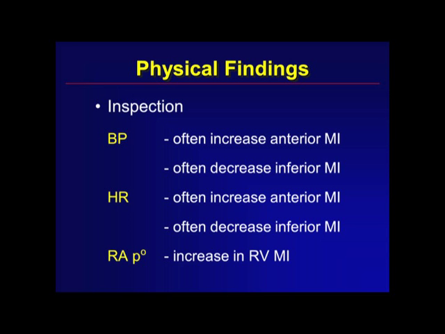I don't remember. Anyway, pay attention to the neck veins. If they're up, you're thinking the right ventricle's involved: RV pressure overload leading to right atrial pressure overload, leading to jugular venous pulse engorgement.